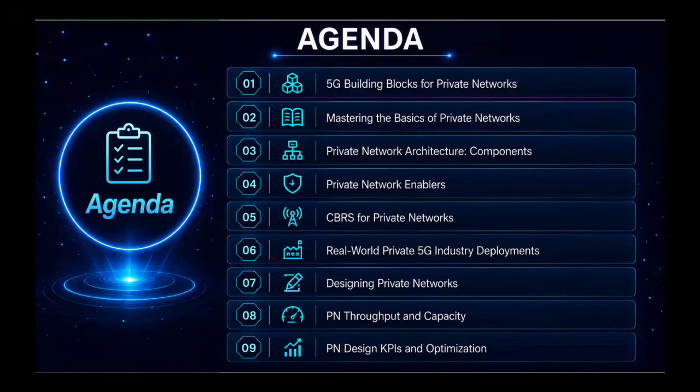As you know, topic number 1, 5G building blocks for private networks, is already covered. Then we went through mastering the basics of private networks, and that is also done. The private network architectures component is also done. Enablers is also done. So today we'll try to complete CBRS for private networks, and we'll look at examples of real world 5G industrial deployments.